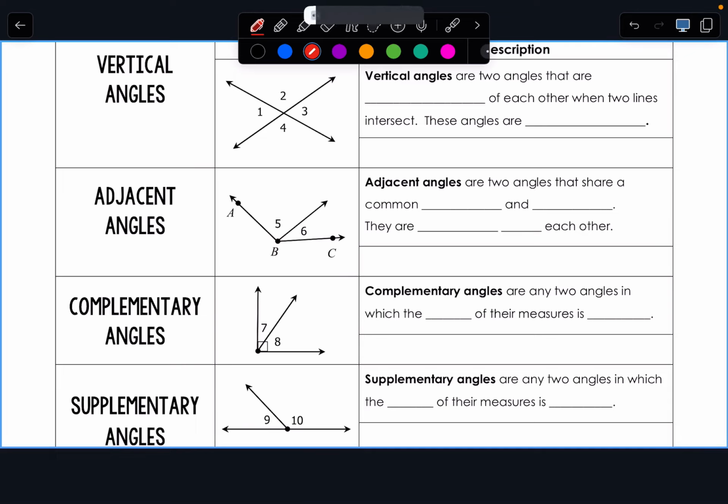I want you to look at these 4 vocabulary words right here. Do they look familiar? I love that for us, okay? Today we are only talking about these 4 vocabulary words and recognizing them from a picture.